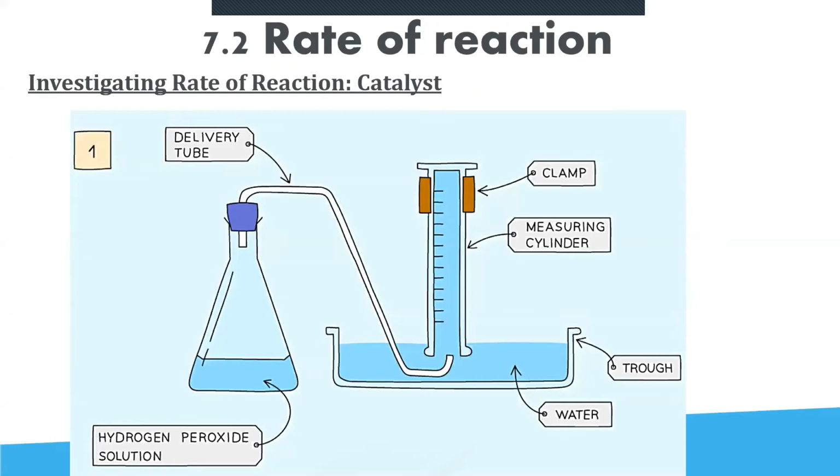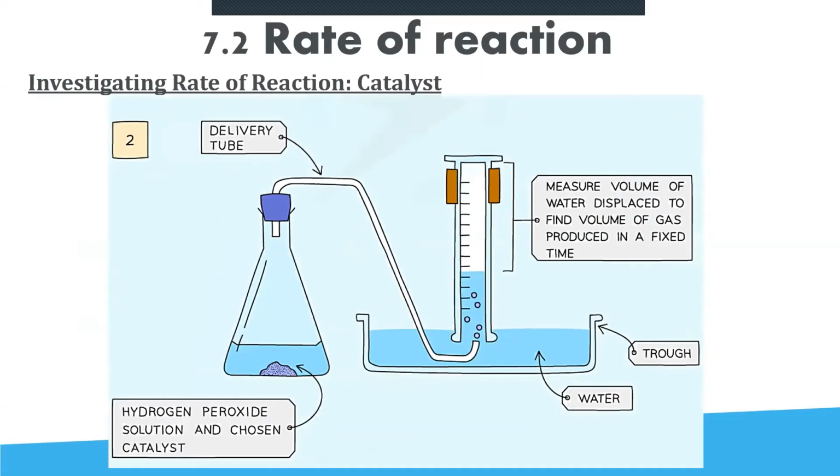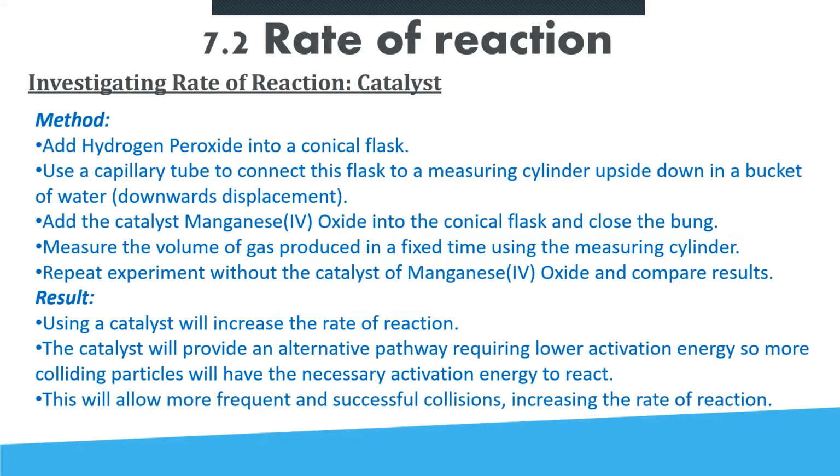Again, a similar kind of reaction. In this case, a catalyst is used, with hydrogen peroxide. So a hydrogen peroxide solution and a chosen catalyst are used, and we measure the volume of the gas released. And we repeat the experiment without using the catalyst, and we compare the results, whether catalysts really do affect the rate of reaction or not.